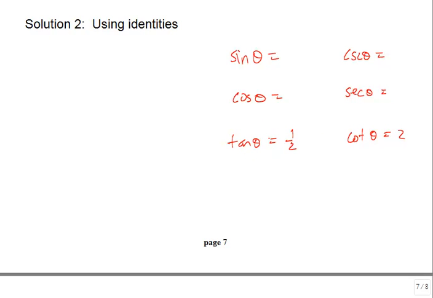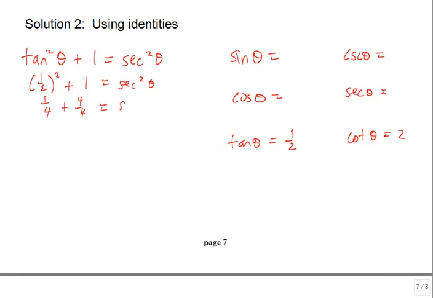So if I'm going to use identities, I want to use an identity that uses tangent. So I'm going to use that Pythagorean identity that says tangent squared theta plus 1 equals secant squared theta. And that way I can plug in 1/2 for this tangent of theta. Now we need to square that. So 1/2 squared becomes 1/4, and 1 is 4/4. So if I get a common denominator there, 1/4 plus 4/4 is 5/4.